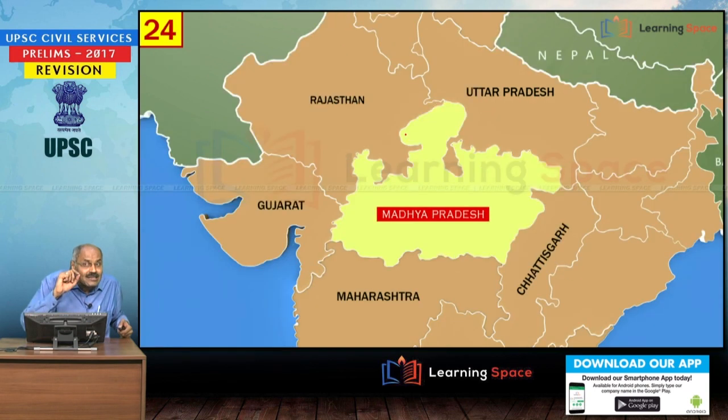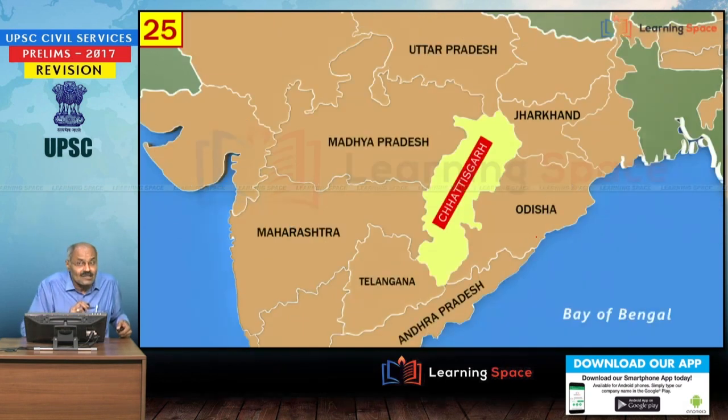And if you go further, Madhya Pradesh has got boundary with 5 states. Madhya Pradesh boundaries are Uttar Pradesh, Rajasthan, Gujarat, Maharashtra and Chhattisgarh. So please look at these states which have boundary: Uttar Pradesh, Rajasthan, Gujarat, then Maharashtra and Chhattisgarh.